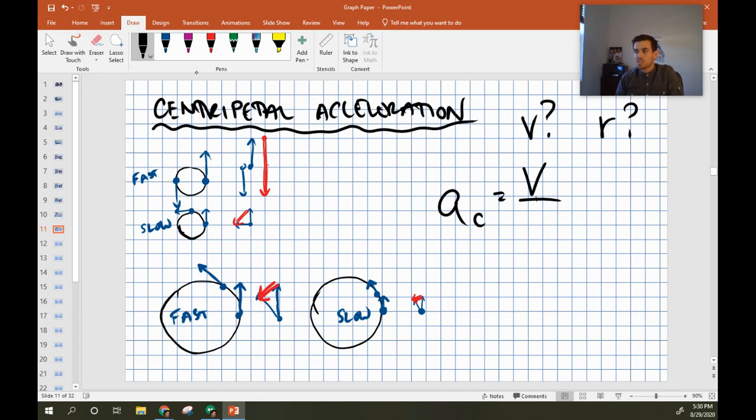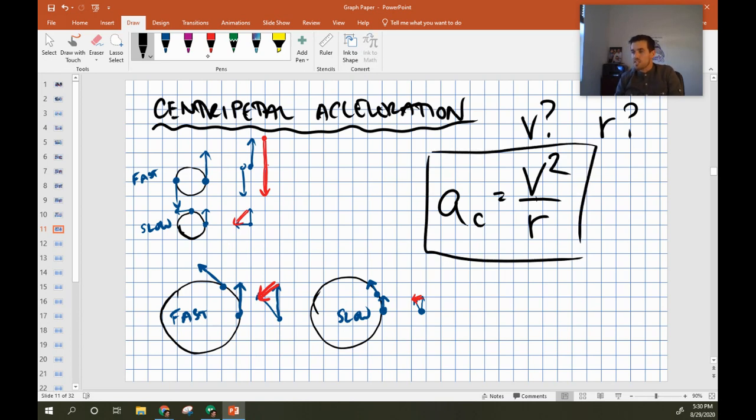So that means that the r is going to go on the bottom because these are inversely proportional to each other. The only other piece that I have to throw in there, and this is where that big change comes in, is that it's actually a v squared concept. So this is the formula for centripetal acceleration.